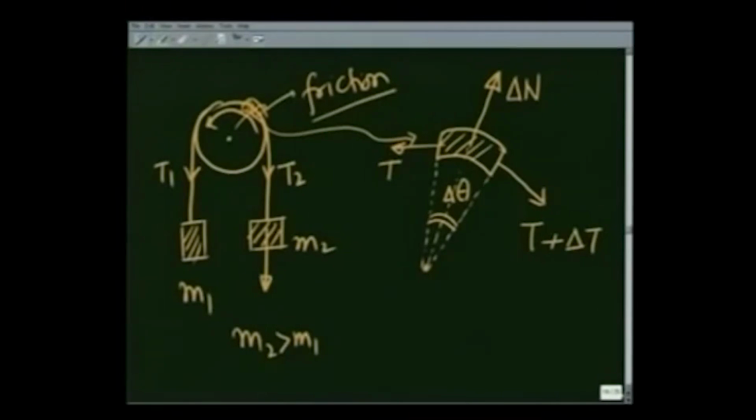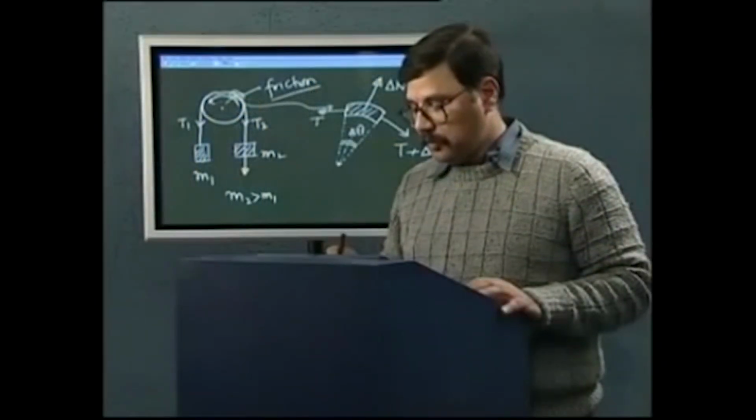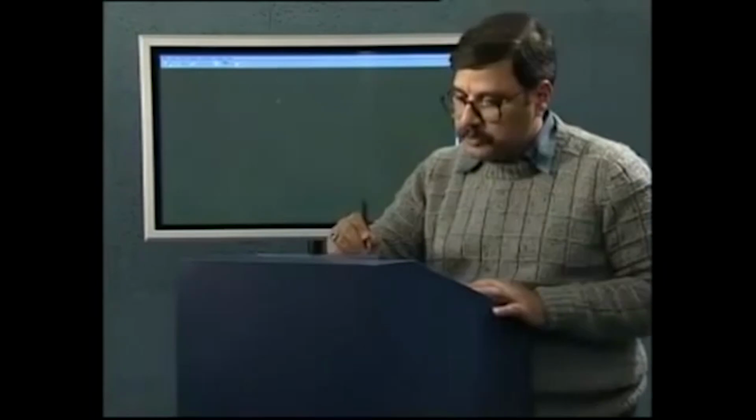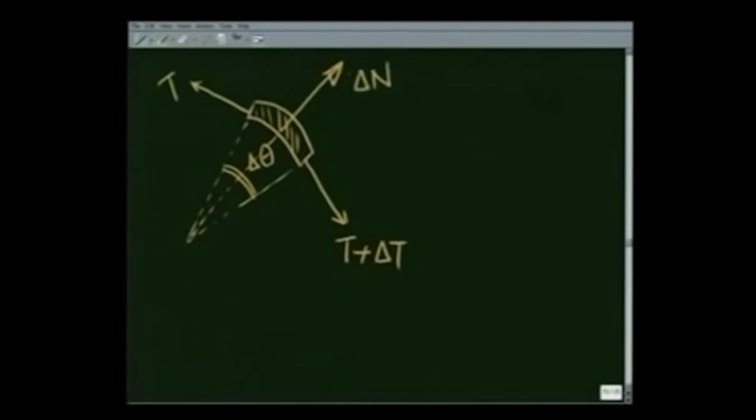So let's make a neater picture of this part only. So here is this piece of rope. It makes an angle delta theta at the center. The tension in this way is T plus delta T. Tension this way is T. This is the normal reaction, and the rope is in equilibrium.